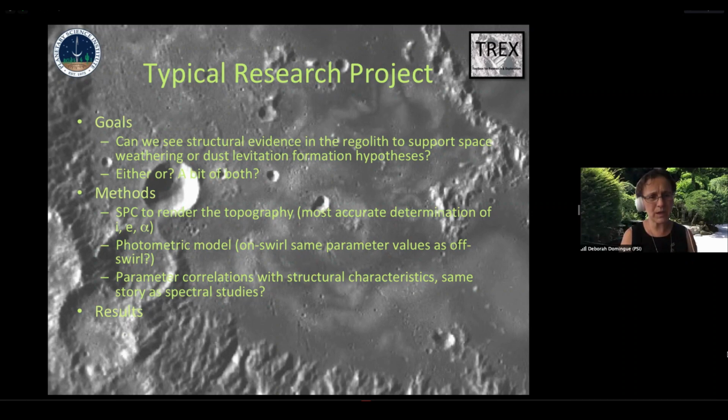The methods we applied, we did topography using stereophotoclinometry. And this is a method that's used for spacecraft navigation to identify landmarks. It has the ability to get very high topographic and therefore incident emission phase angle information on a pixel by pixel level for the images we used. We applied a photometric model. I'm one of Bruce Hapke's students, so guess which model I applied.